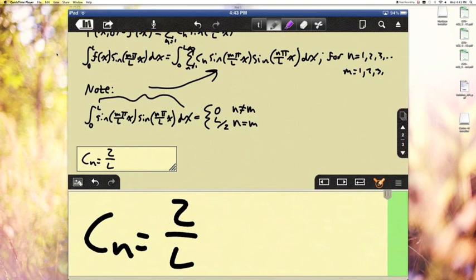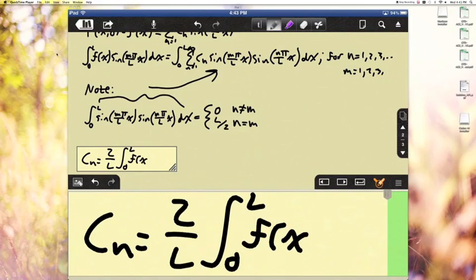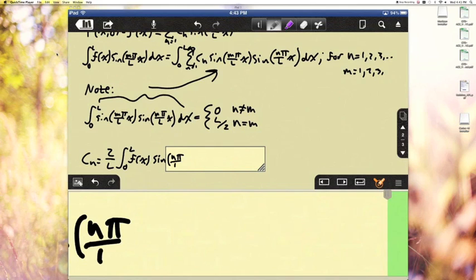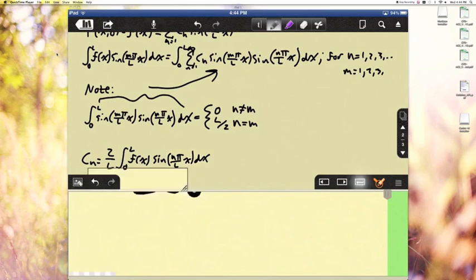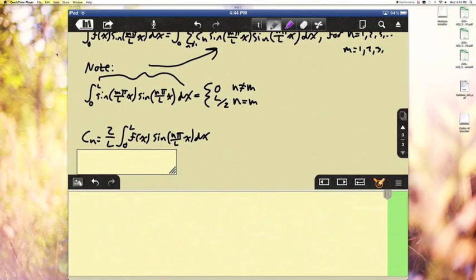So we get 2 over L, the integral from 0 to L of our generalized temperature function f of x times the sine of n pi over L times x dx. So now for any given n, we know exactly what c sub n is equal to. With that being the case, we've actually completed our problem.